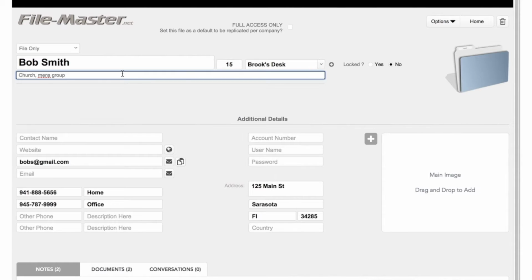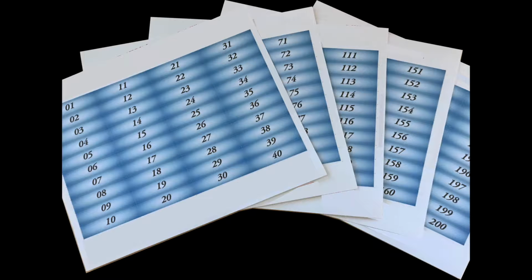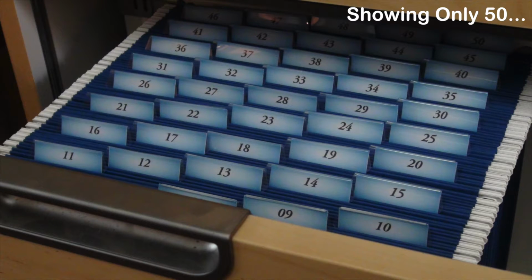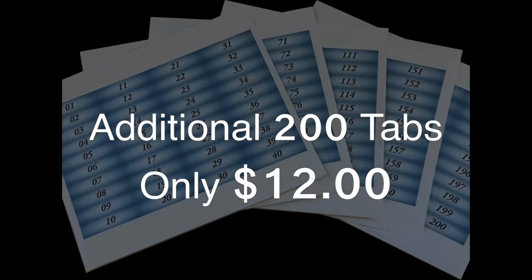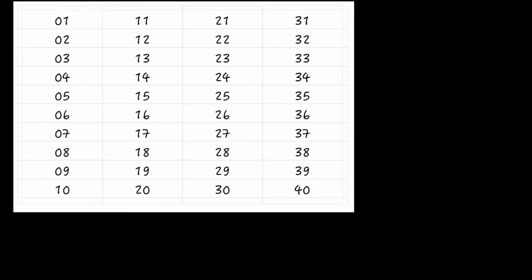And now, because we're probably going to want to find our shed file sometime down the road, we'll just put shed into the tags, so we can do a search for that anytime we like. Now, when you purchase FileMaster, we give you 200 numeric tabs absolutely free. That's enough to get any small office up and running quickly. If you ever need any more, you can purchase as many as you like, but you're not limited to those. If you wanted to, you could even make your own.